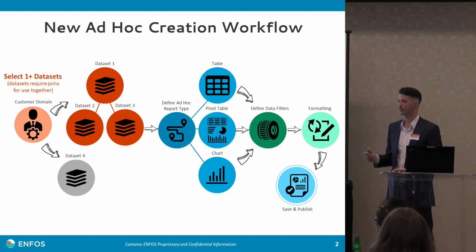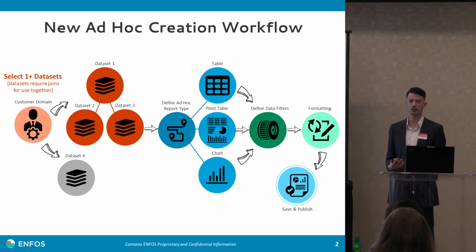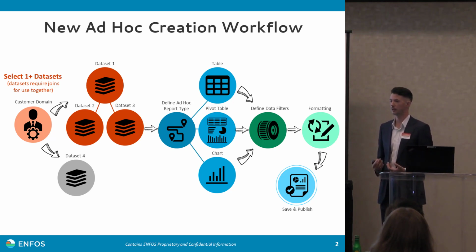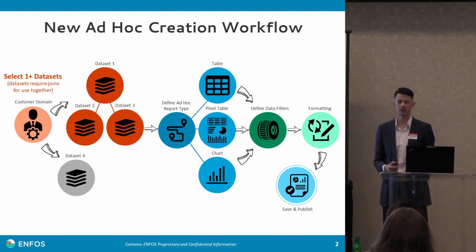Once you've got that information sorted, and you can actually jump between all 3 of those during the creation process, you'll define your data filters. So that could be any of the fields or measures that you've selected from your data sets. So you can do things like date boundary conditions, specific contacts, specific valid values, and filter out the specific reporting content that you want to see. And then we get into formatting, saving, and publishing.